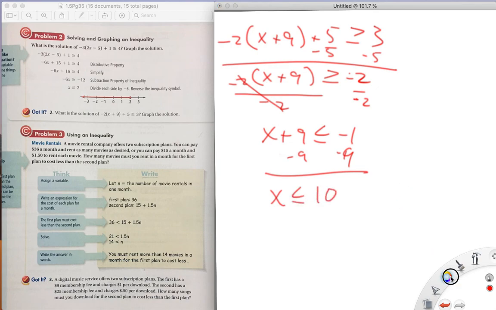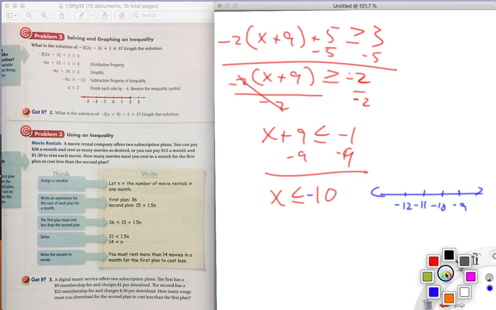And then when I graph it, negative 10, I'm sorry, negative 10, negative 12. Since it's an equal sign, I would have a closed circle and go to the left.